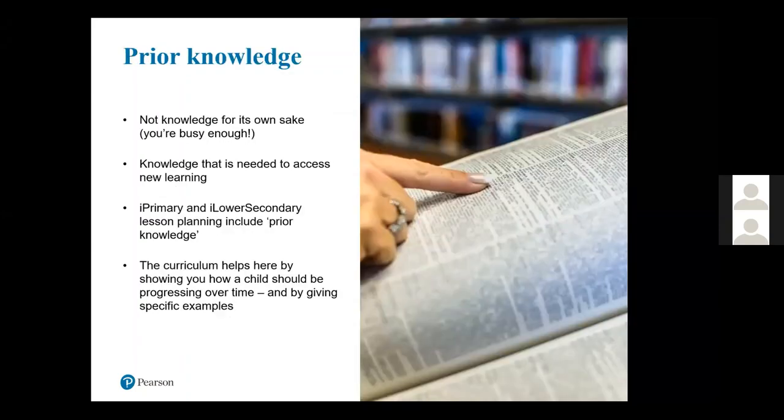Saying that, underlying or prior knowledge is still important. Not knowledge for its own sake. You've got enough to do with this year's teaching without trying to tell children exactly what happened on page 78 of the storybook they missed last term. But sometimes you do need to know something to enable you to access new learning. For example, if I want to be able to multiply and divide effectively by 10, 100 or 1,000, I need an understanding of place value.